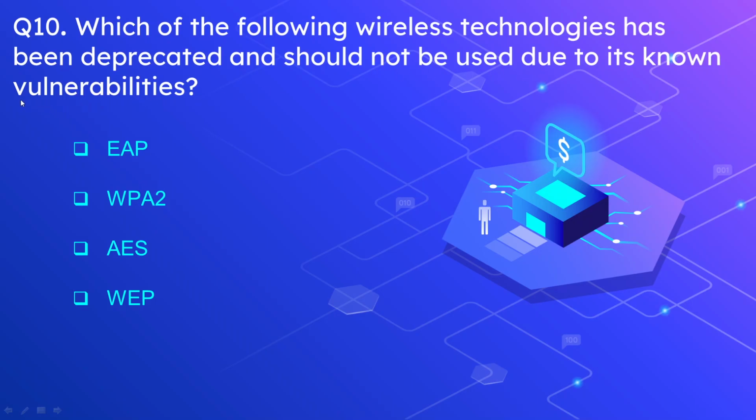Question number 10 is which of the following wireless technologies has been deprecated and should not be used due to its known vulnerabilities? And the options are EAP, WPA2, AES, and WEP. And the correct option is WEP.